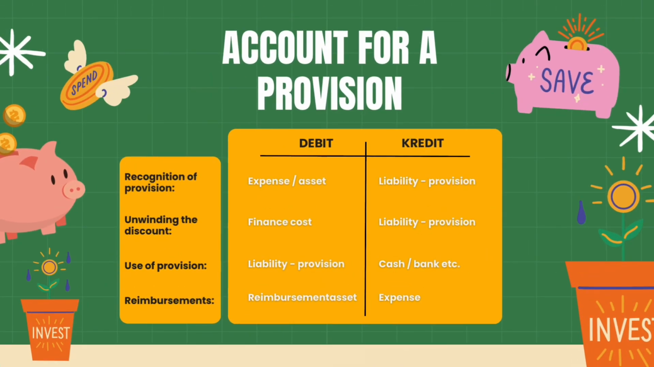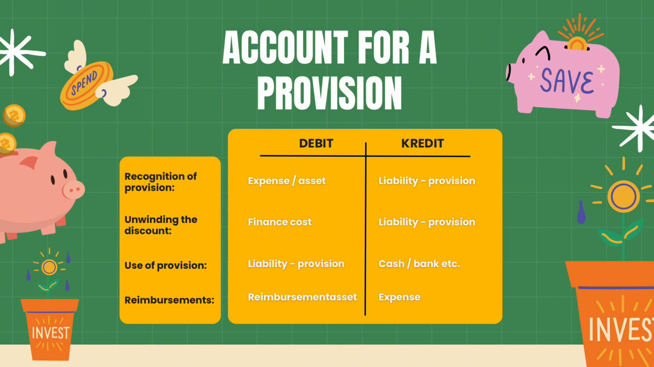So next we're gonna discuss how to account for a provision, starting with the recognition process. When a provision is recognized, it's recorded as either an expense or asset on the debit side, while the corresponding liability is recorded on the credit side. This ensures that the provision reflects the impact on financial performance and the obligation in the balance sheet. When the provision involves unwinding a discount, meaning we're accounting for the time value of money, this results in a finance cost. The finance cost is debit and the liability for provision is credit.